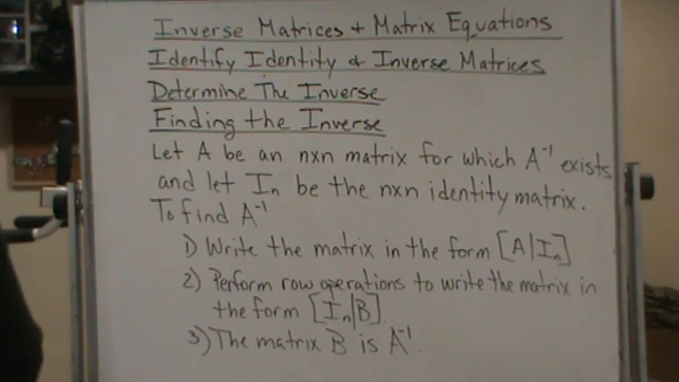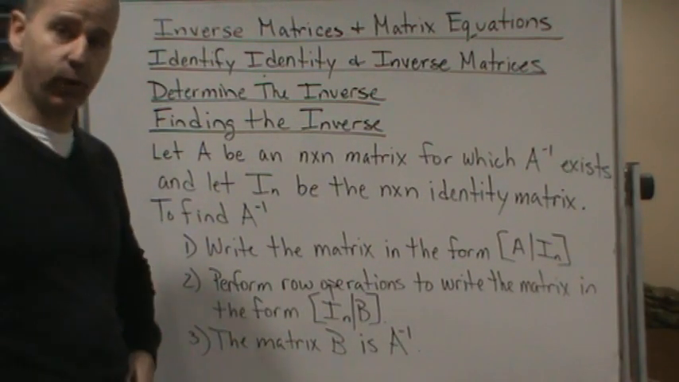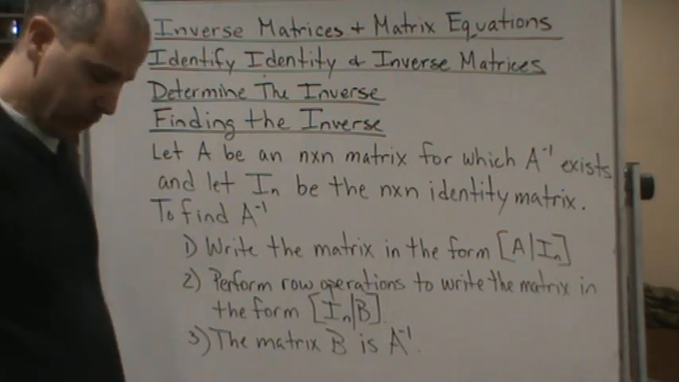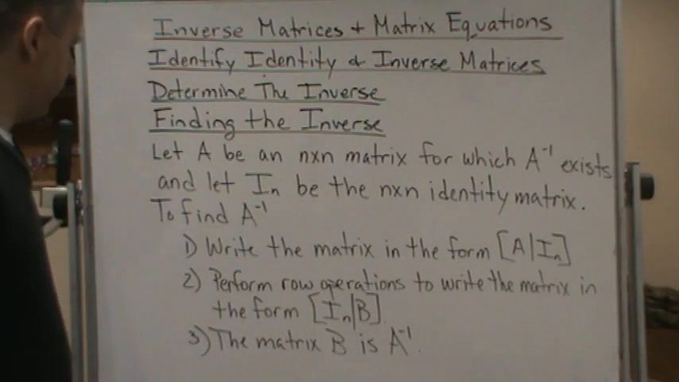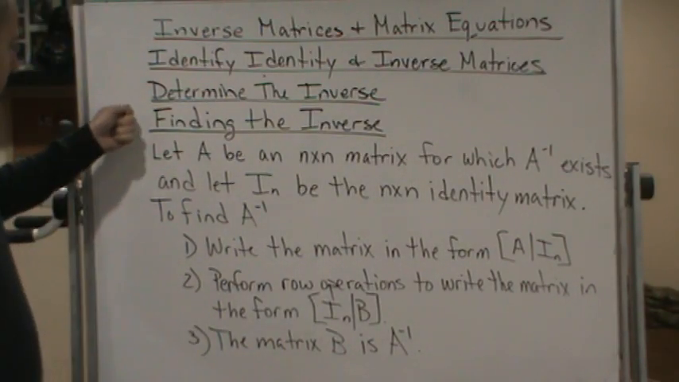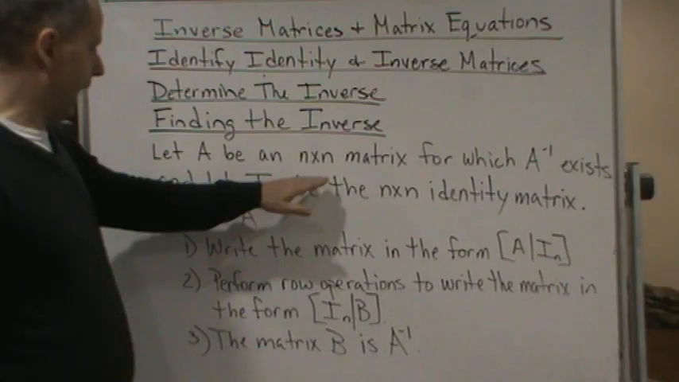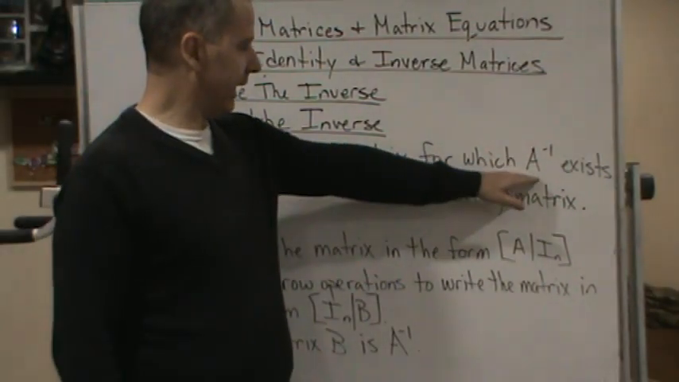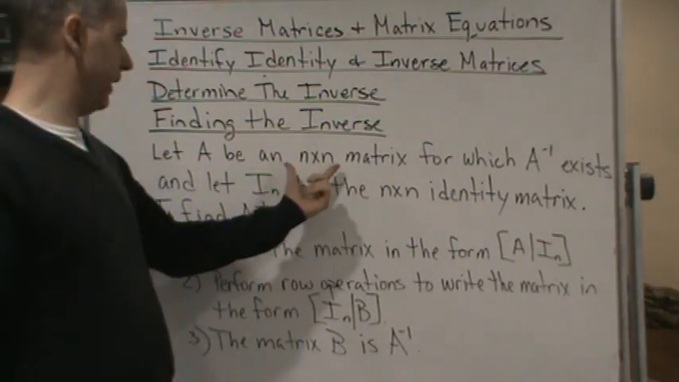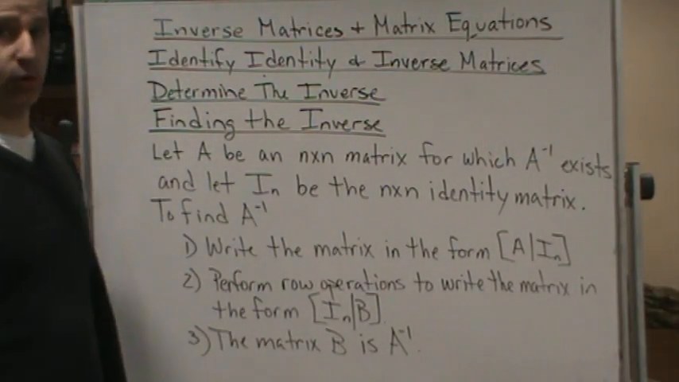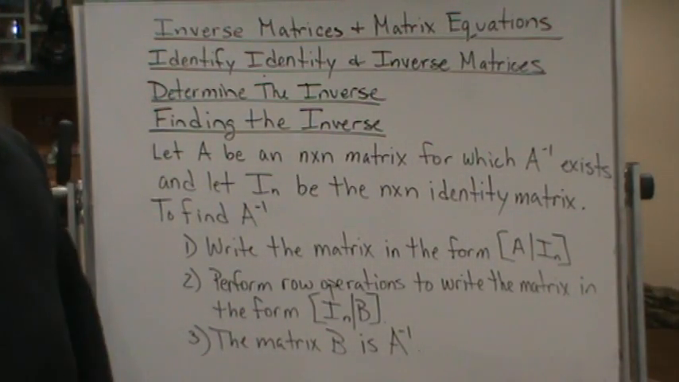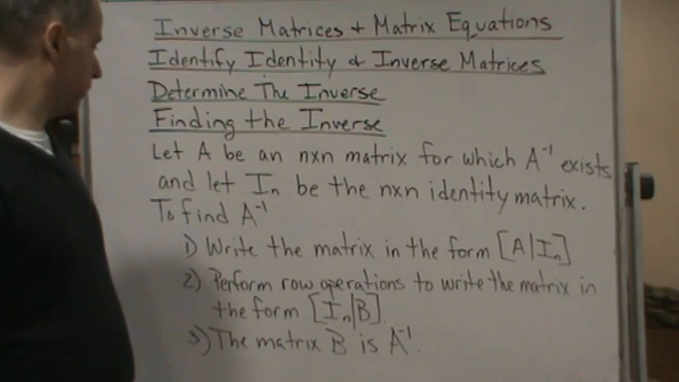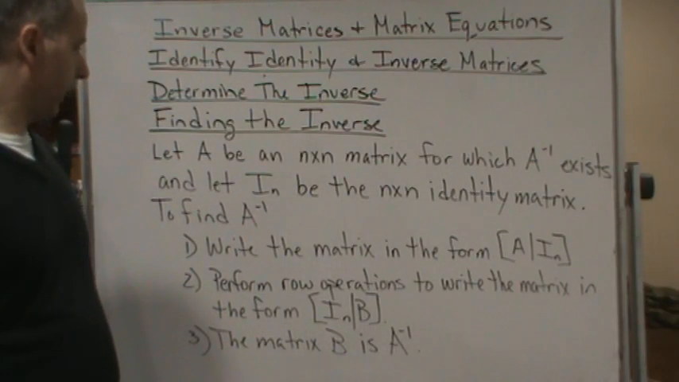All right, now here are the steps of finding the inverse. In the last example, I actually went through these steps, but now we're going to enumerate them and define them. So finding the inverse, it says let A be an n by n matrix for which A inverse exists. Notice that they are square matrices. So these must be square matrices.